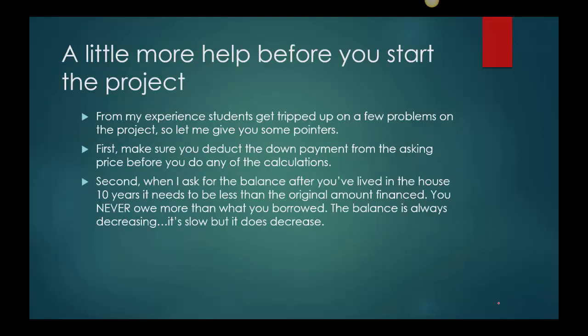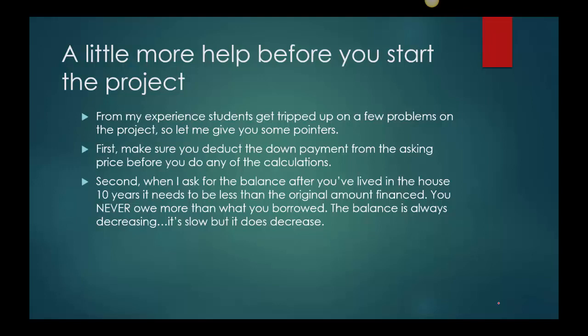I have experience with what students get tripped up on, so I just wanted to point out a few things. First, make sure you deduct the down payment from the asking price before you do any of the calculations. So the calculations you're doing are, yes, there's an asking price, but then you're going to find the down payment, and then all the calculations for monthly payment and stuff will be based on this new lower amount.